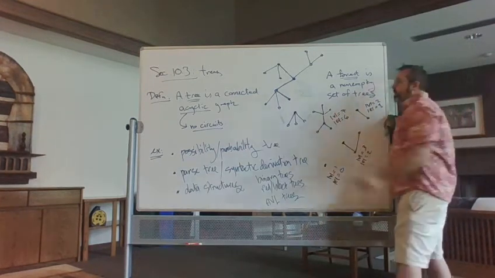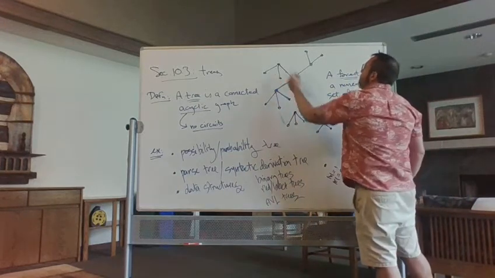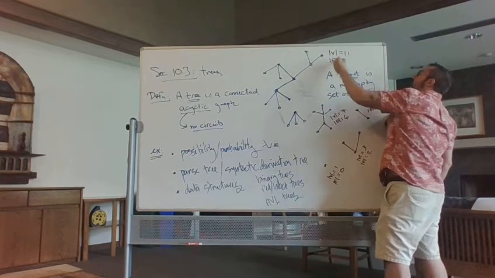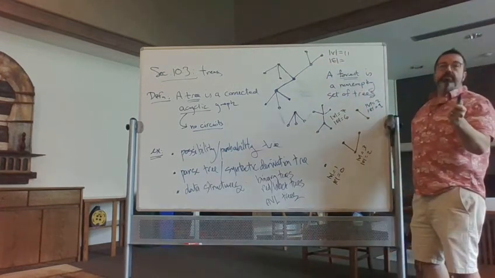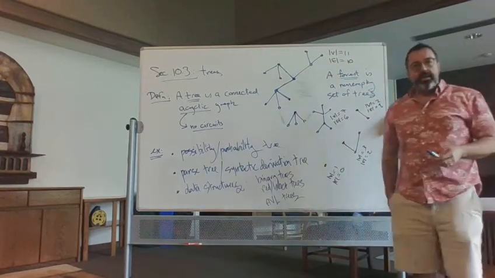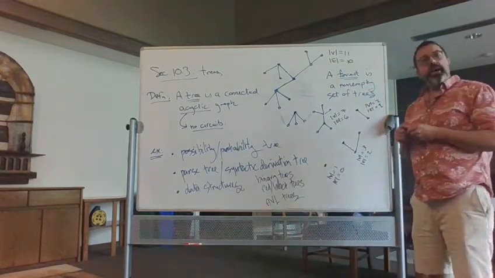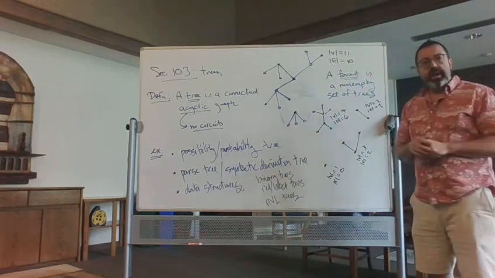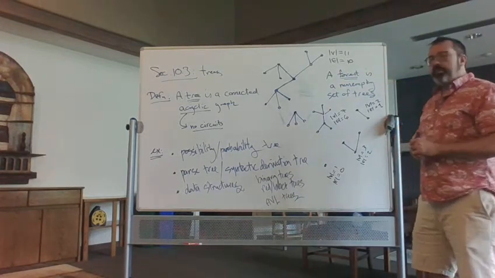We were right. So 1, 2, 3, 4, 5, 6, 7, 8, 9, 10, 11 vertices in this case, which means we should have 10 edges. And I don't know why I keep pausing like that, just to mimic the pause of the video. So we should always have 1 fewer edge than we have vertices, and that turns out to be the case.